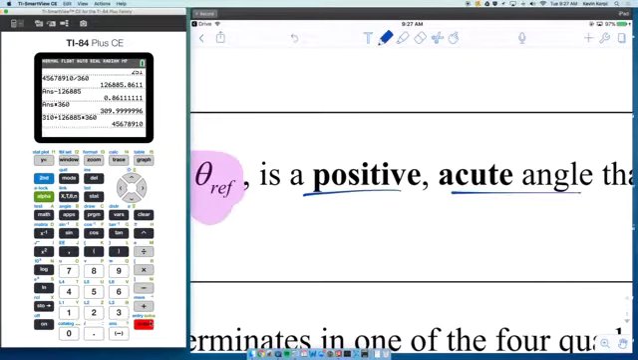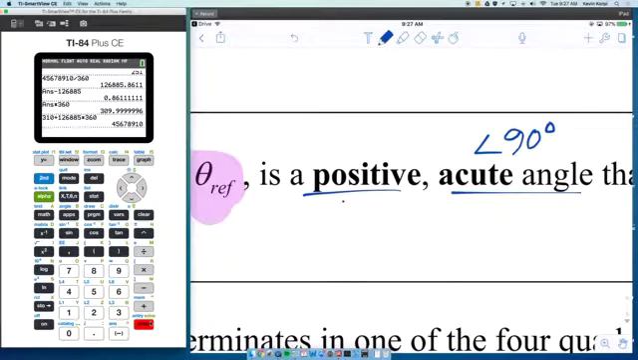Time out. Can a reference angle be negative? No. No, it has to be what type? Positive acute. True or false? A reference angle could be obtuse. No. False. It has to be what type? Positive and acute. So acute means what? Smaller than 90 degrees. Okay? It has to be less than 90 degrees.